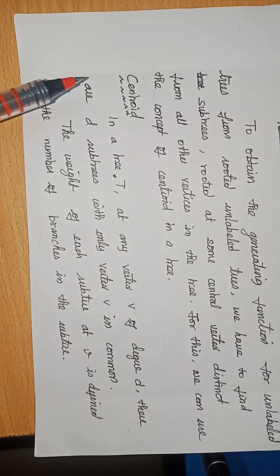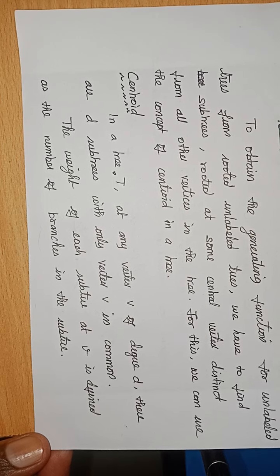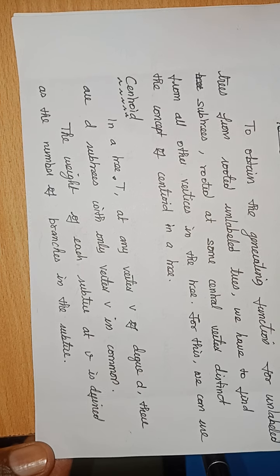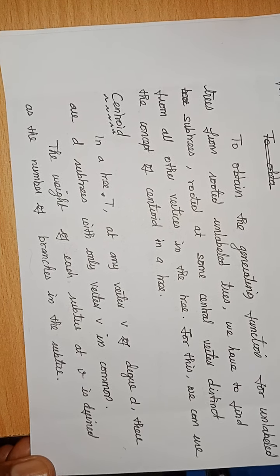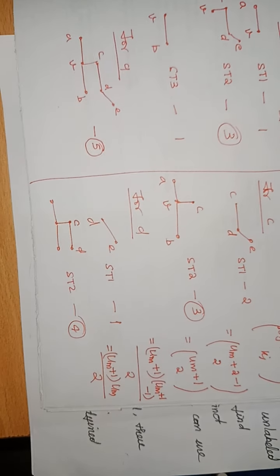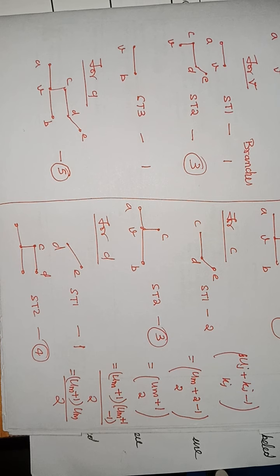This is nothing but similar to our center. In trees, we have learnt about center. Center is nothing but a vertex with minimum eccentricity. A tree can have one or two centers. We have learnt this theorem in trees. Here they have used different terminology, centroid. That is the only difference.